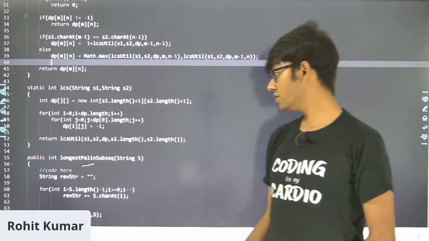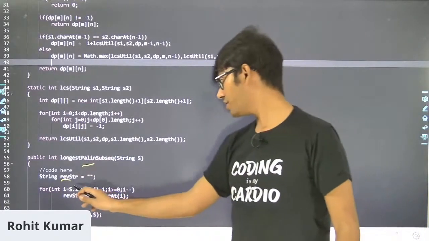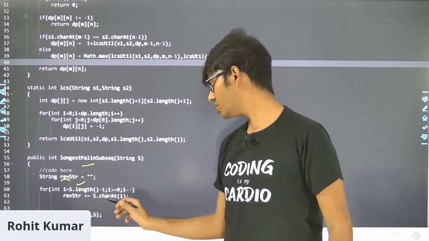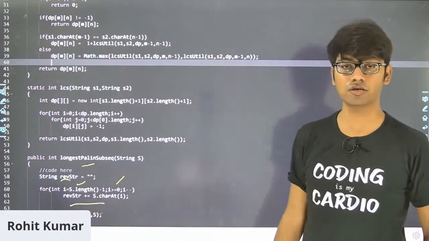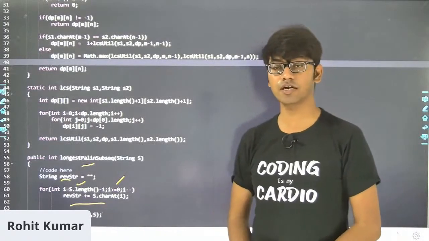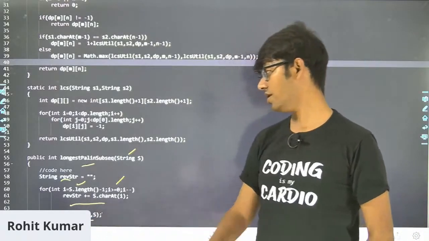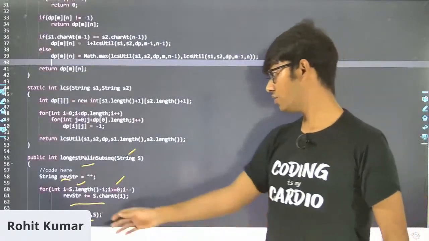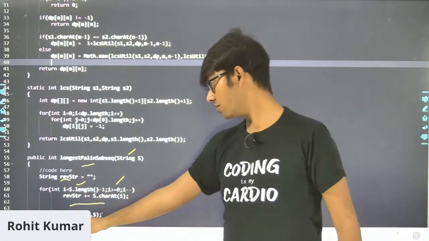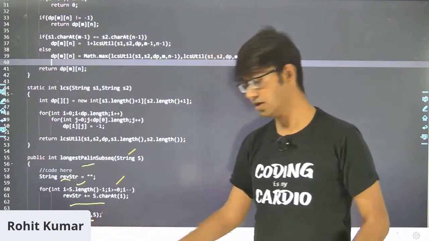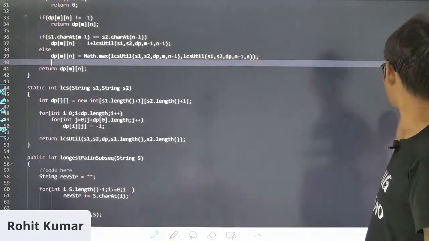So what I have done over here is I have taken a new string, reverse str. I have iterated from the last index of my given string till the 0th index, and I have appended all the characters in my reverse string. So this will help me create the reverse of the given input string, and finally we have called LCS on reverse str and s, and that will return the final answer, because we have seen in the logic that we were doing longest common subsequence on reverse str and s. So let's go up and figure out what's happening.